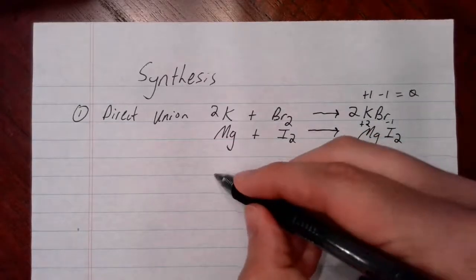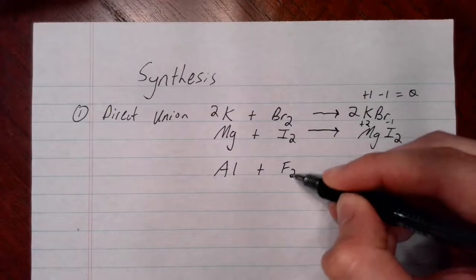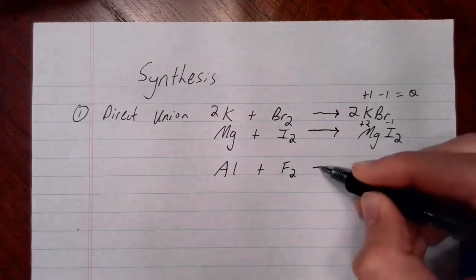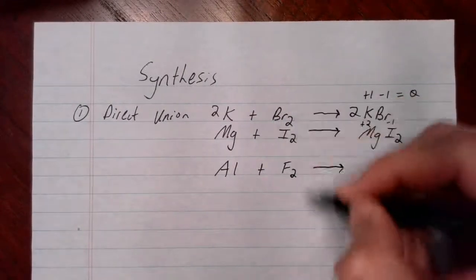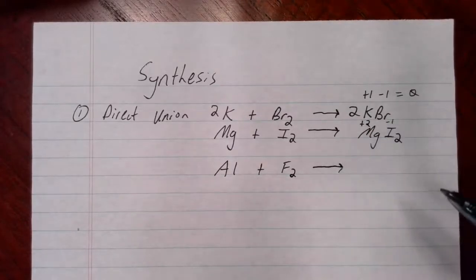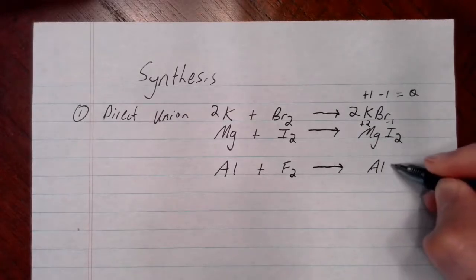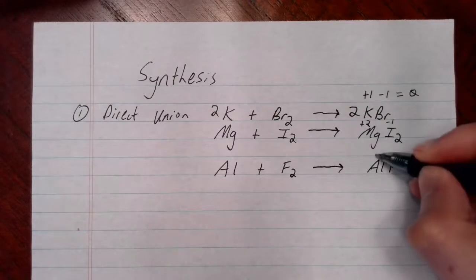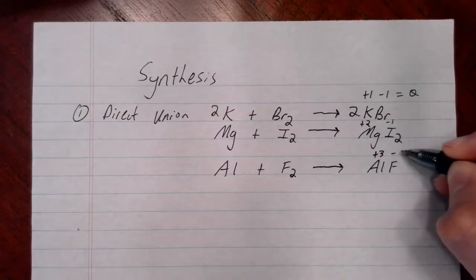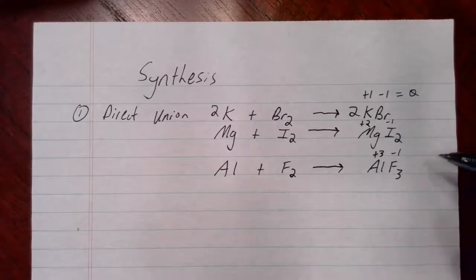Let's look at one more. Let's look at aluminum plus, what did you say, fluorine? F2. It's very important we don't forget the diatomic atoms here, because typically these diatomic elements are the ones that participate in direct union synthesis problems. So I just write the elements together, AlF, check the charges, Al's +3, fluorine's -1, so I cross them, I get AlF3, then I go back and balance with coefficients.